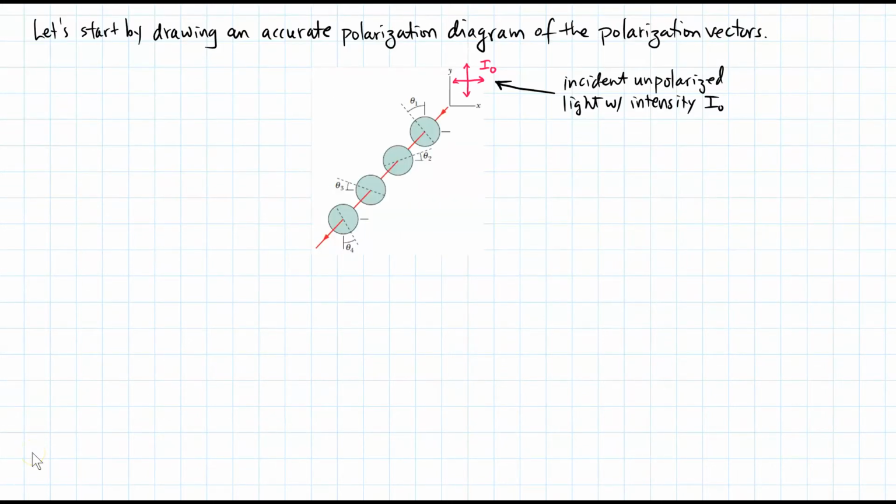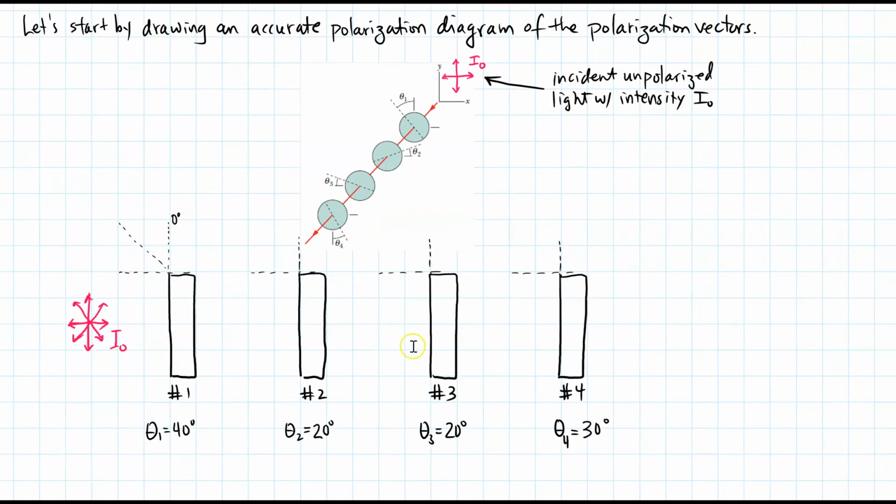Let's start by drawing an accurate polarization diagram of the polarization vectors. I have incident, unpolarized light with intensity I0 going along this diagram. The problem is that this is very hard to interpret, so we want to redraw the polarizers to make it more clear. So now I have my 4 polarizers, I have my unpolarized light, and I put down the angles given, and we need to then translate these angles there. Let's start putting in the angles.